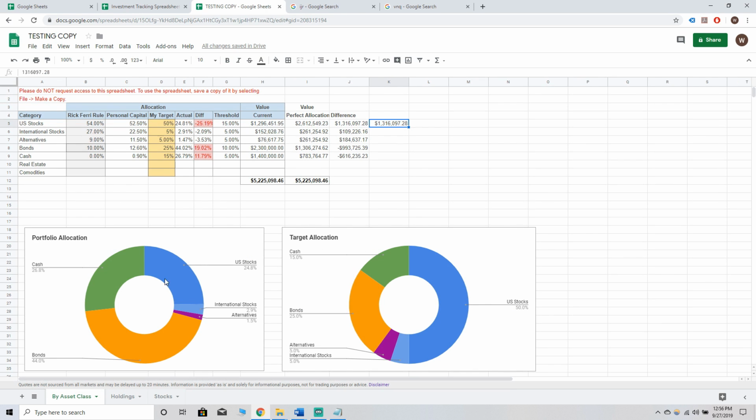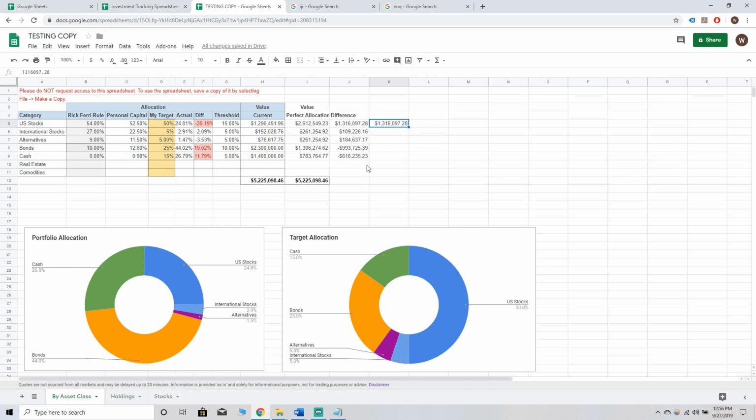Alright guys, so the last thing I'm going to show you now is in the asset class allocation sheet. So we're going to show you how to rebalance this now. So this is our current value, and as you can see, we are lacking in US stocks. We're only 25% and we need to be at 50%. This is our current market value, and this is our perfect allocation. So again, very similarly to holdings, we just use the difference, which is this minus this, to get 1.3 million. So we need 1.3 million more stocks.